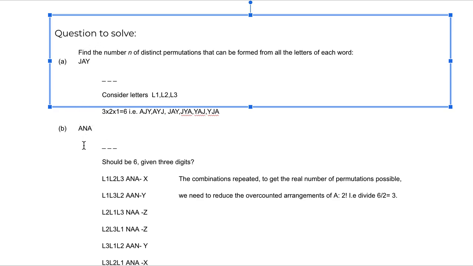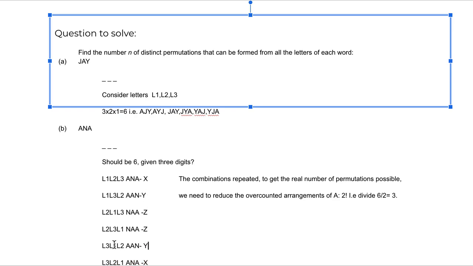What about from A and A? From A and A, I'll write the same things down as I did for J, A, Y, but here you will see that the ones denoted by X are the same. So L1, L2, L3 and L3, L2, L1 are the same because the first and the third letter are the same, right? So both of them are the same, the X's are the same, Y and Y.